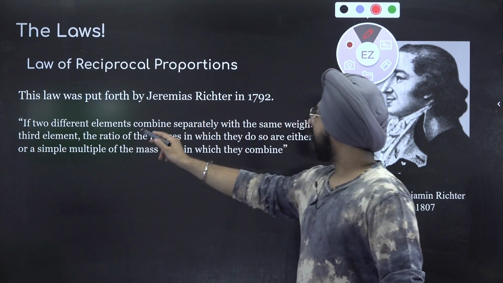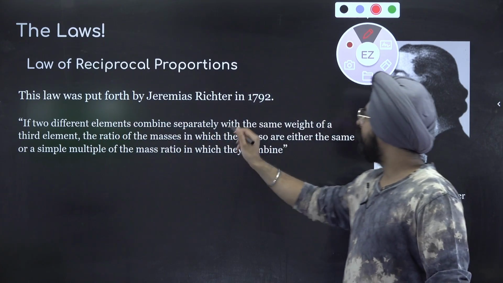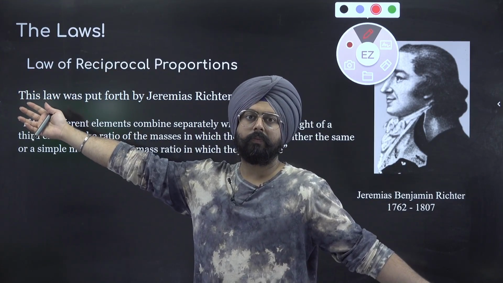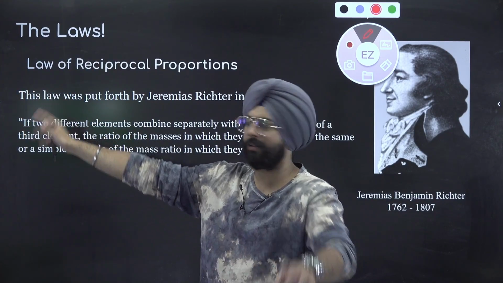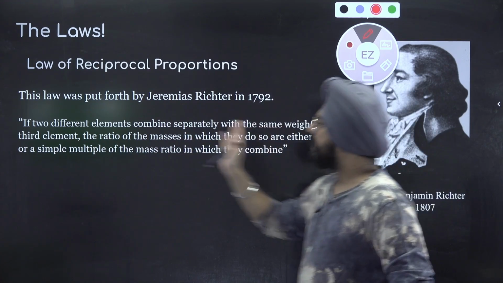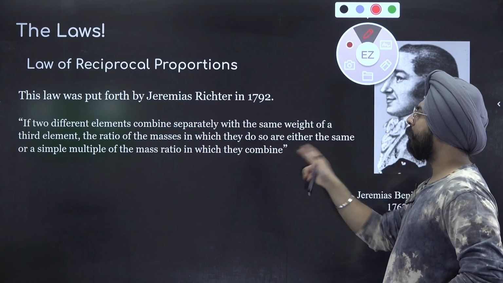If 2 elements combine separately, if 2 different elements combine separately with the same weight of a third element, we'll see an example, don't worry. The ratio of the masses in which they do so are either the same or a simple multiple of the mass ratio in which they combine.